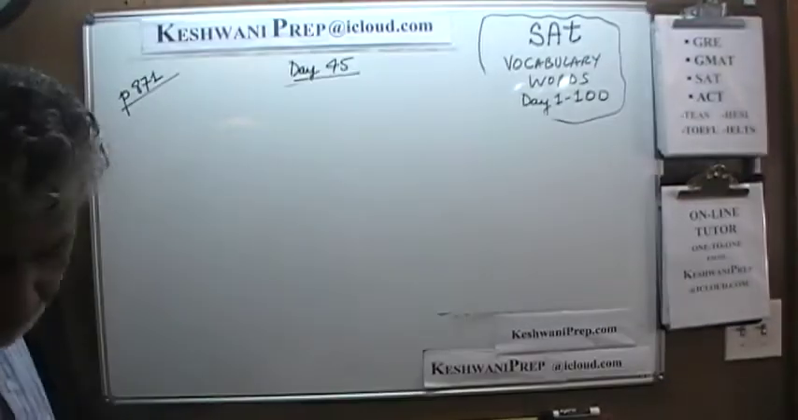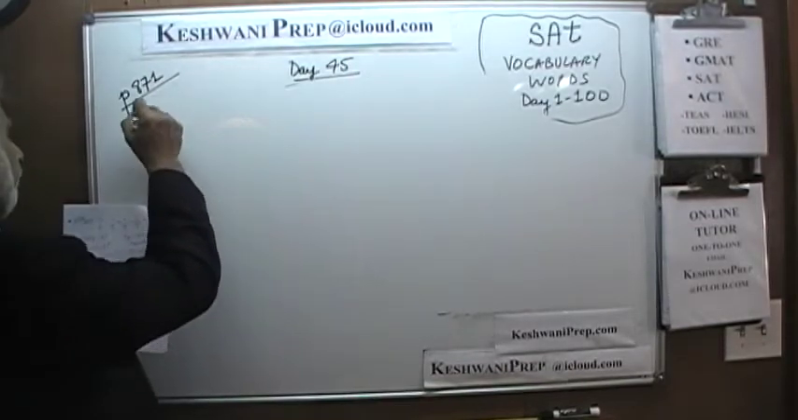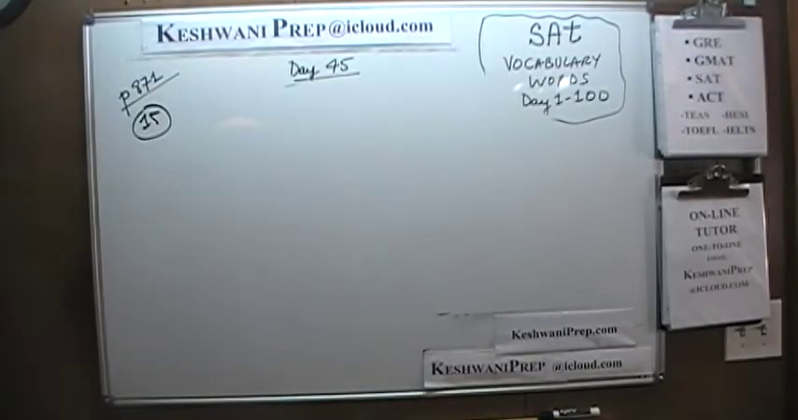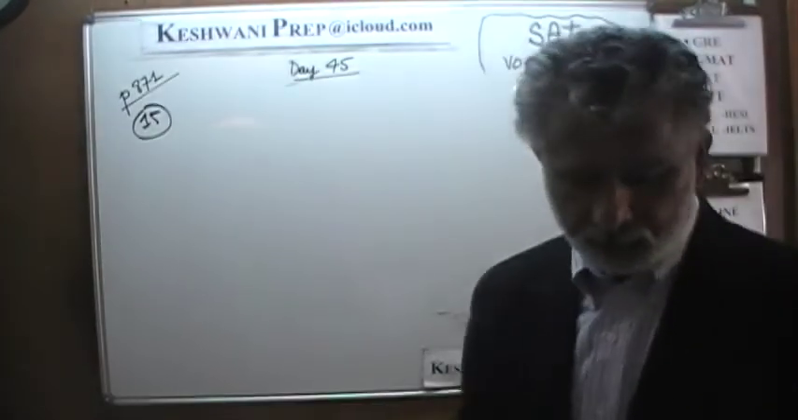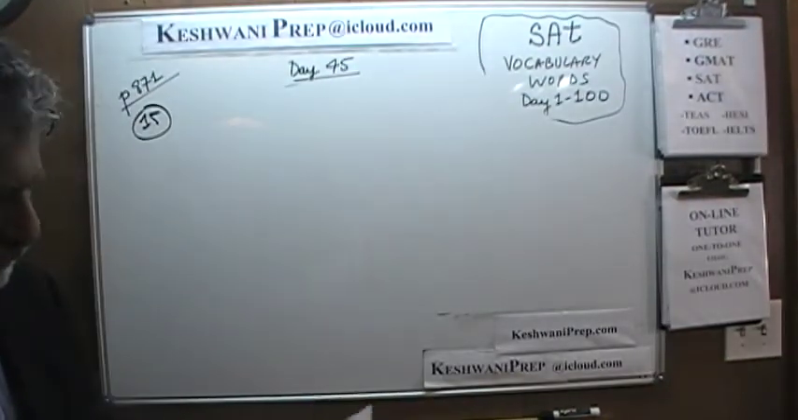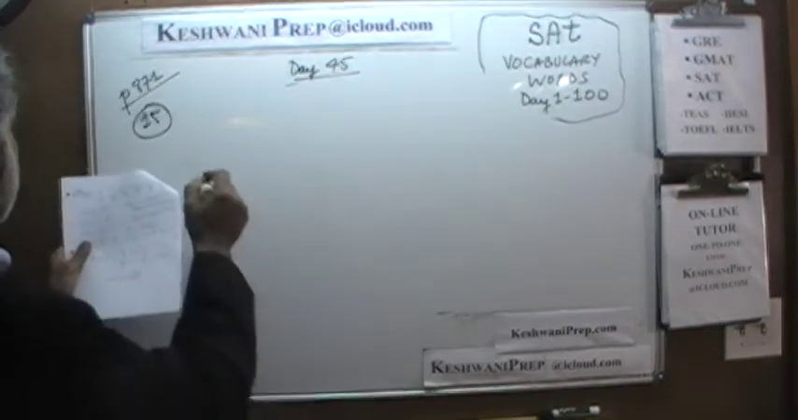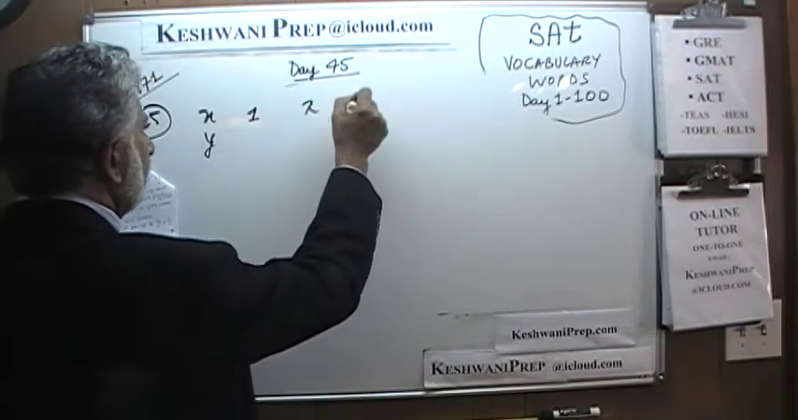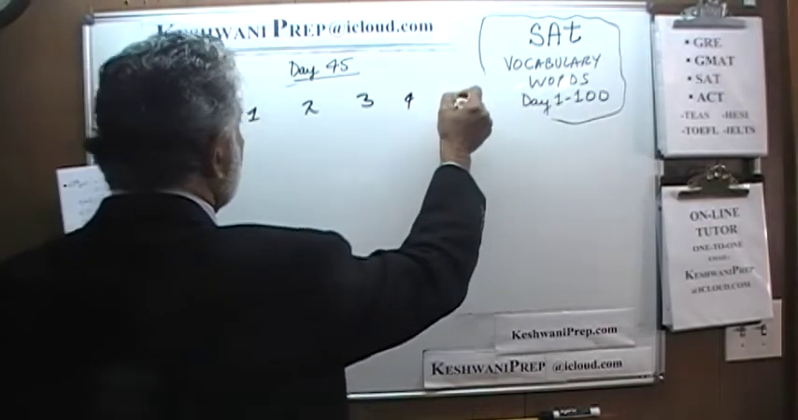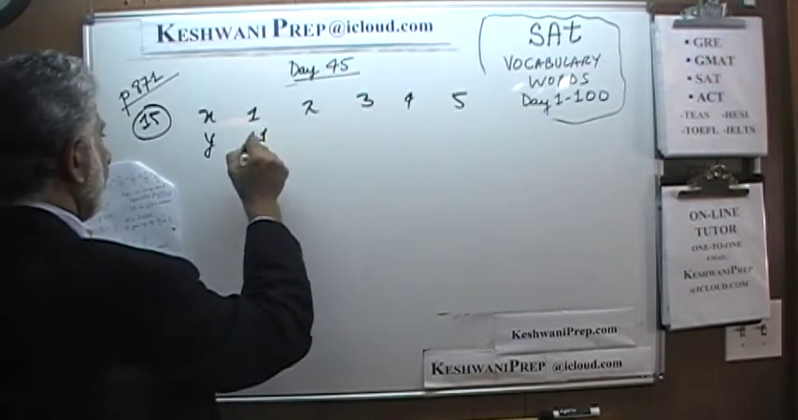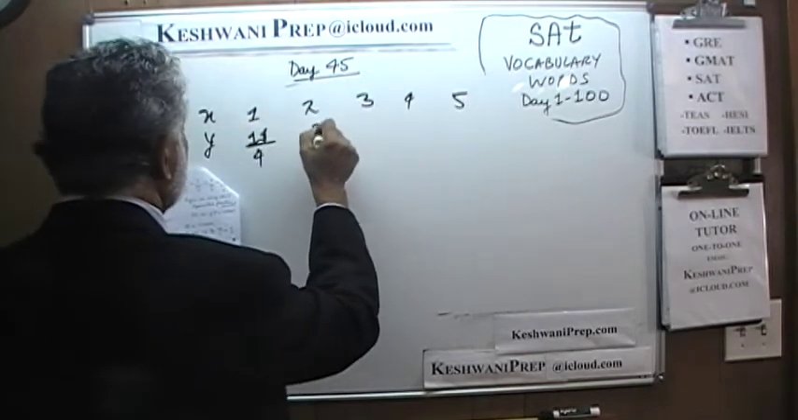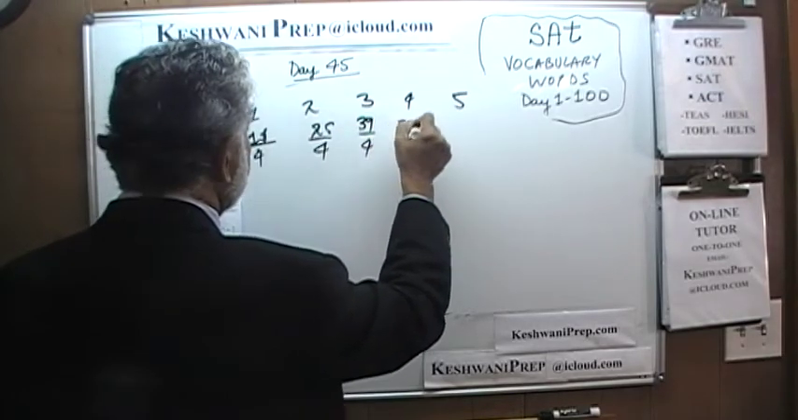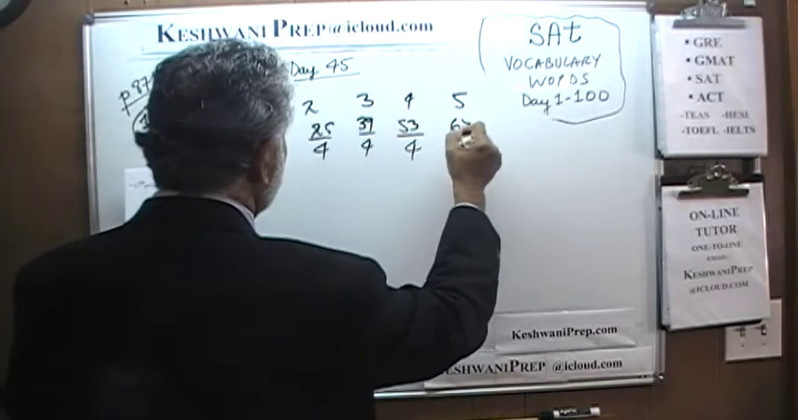All right. Number 15 on the same page. We have x and y, 1, 2, 3, 4, 5, with y values 11 over 4, 25 over 4, 39 over 4, 53 over 4, 67 over 4.